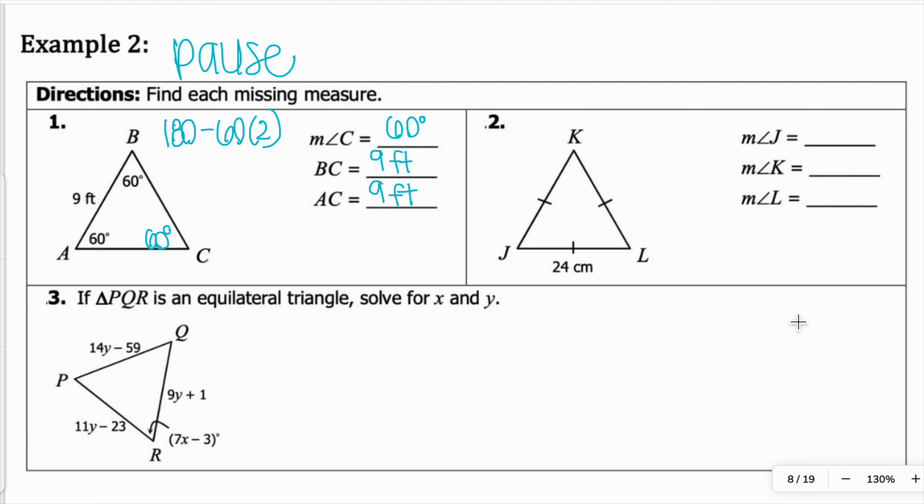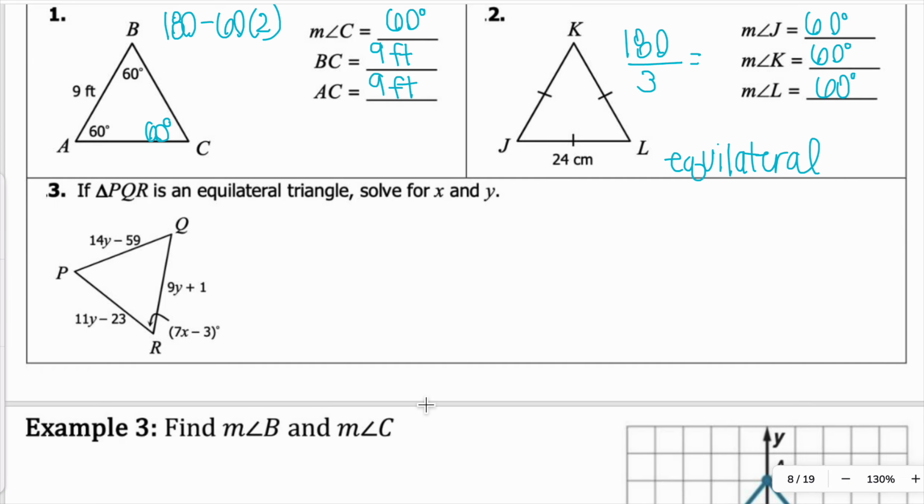And in number 2, because all of my sides are equivalent, they have these same tick marks, this is still an equilateral triangle, which means all my angles are the same. So I can take my 180 and evenly divide it by 3 to get 60 degrees for angle J, K, and L.